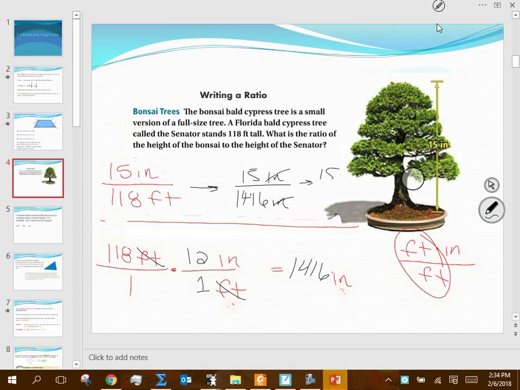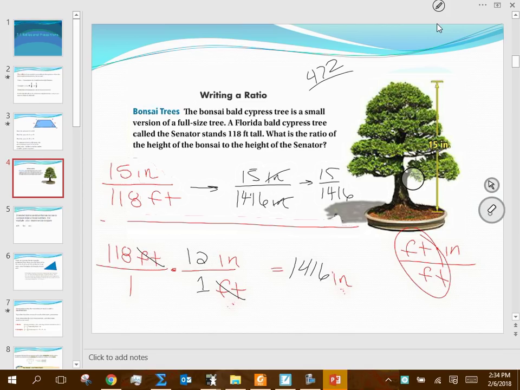And it's going to be 15 over 1416. I believe the 1416 is divisible by 3, and so is the 15. I want to say it gives me 472. Let me just double check real quick. 1416 divided by 3. 472. So this thing does reduce to 472.